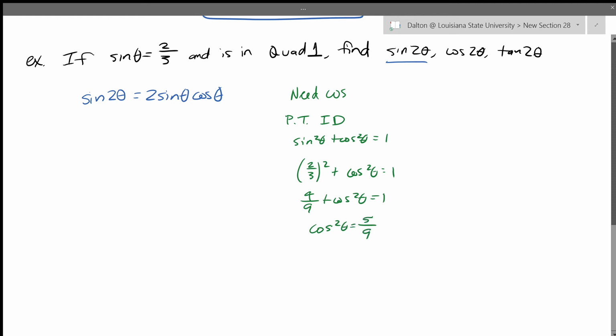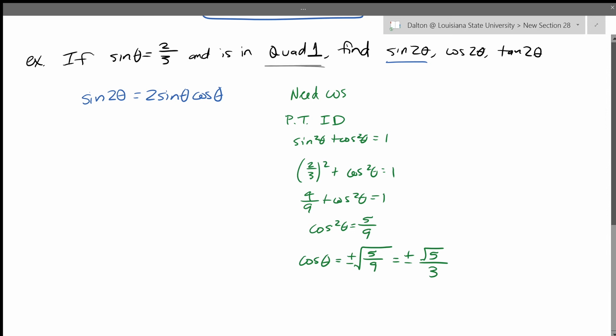And then to get cosine by itself, I'm going to take the square root of both sides. And then I'm going to get the cosine of theta is equal to, when you take the square root, you better remember plus or minus the square root of 5/9, which is the same thing as the square root of 5 over the square root of 9, which is 3. Now, I'm talking about cosine. Remember, I am in quadrant 1, right? So in quadrant 1, everything is positive.